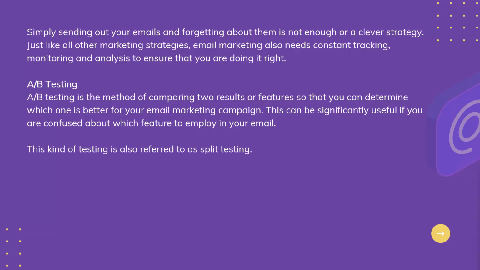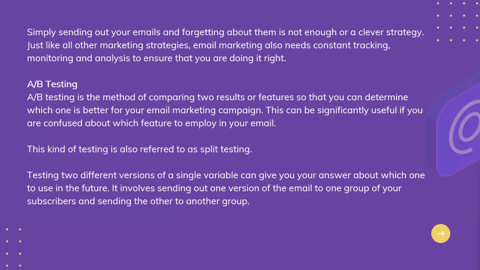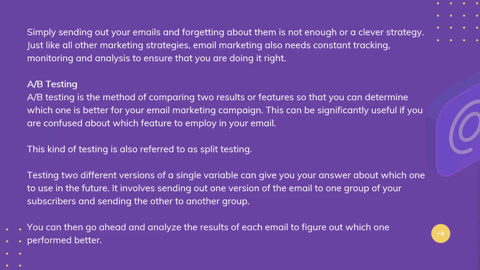Testing two different versions of a single variable can give you your answer about which one to use in the future. It involves sending out one version of the email to one group of your subscribers and sending the other to another group. You can then go ahead and analyze the results of each email to figure out which one performed better.